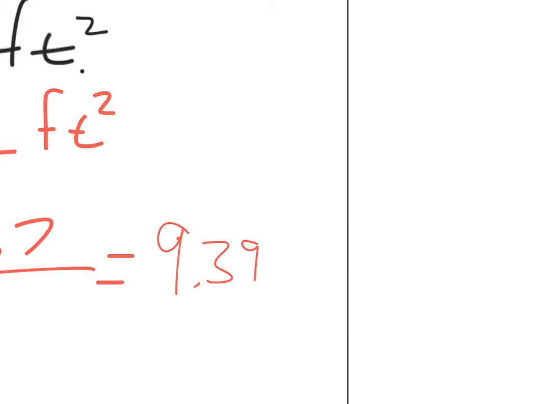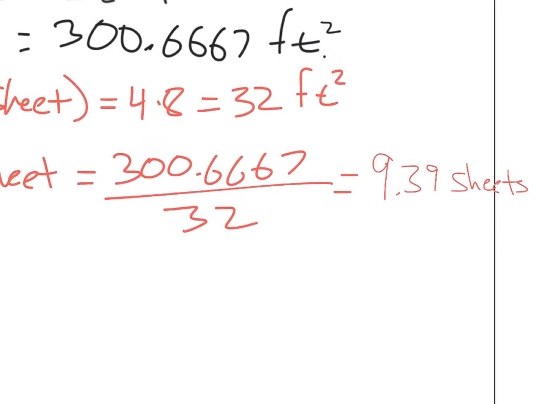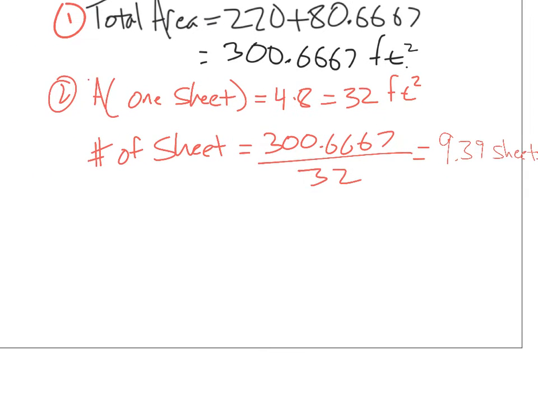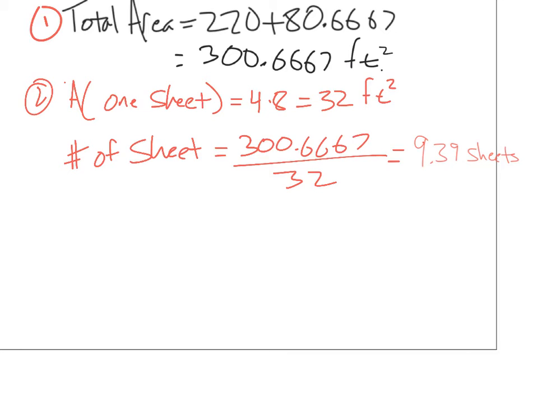9.39 boards, or sheets is really the better word. No, you can't just buy 0.39 of a sheet. You've got to buy the whole sheet of plywood. They're not going to sell you half a sheet. Well, they do have partial sheets, but we're going to buy full sheets, which is what we normally want. So we want this to be 10 sheets, okay?